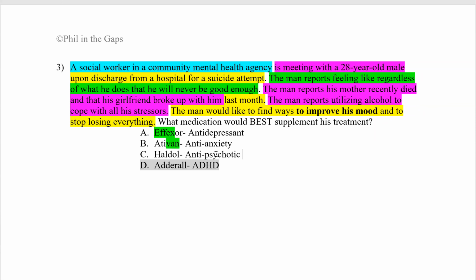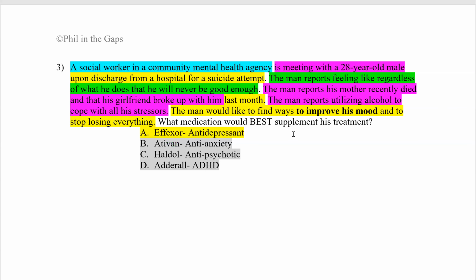For that reason as well, we're going to rule out C. Why? Because it doesn't have any symptoms of the schizophrenia spectrum, no hallucinations, no delusions, no catatonic, disorganized speech or behaviors. So now we're looking in between A, Effexor, antidepressant, or B, Ativan. And if we look back at the question, because the question is always going to tell us the answer, and we want to make sure that we connect our answer back to the question, we don't really see any anxiety symptoms. So for that reason, we're going to rule out B. We're going to go with A, Effexor.